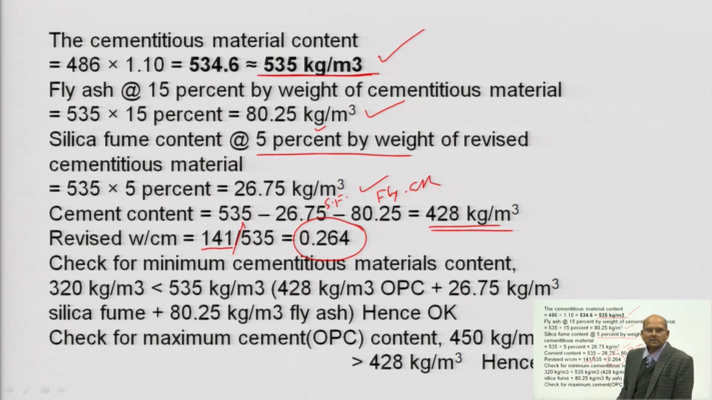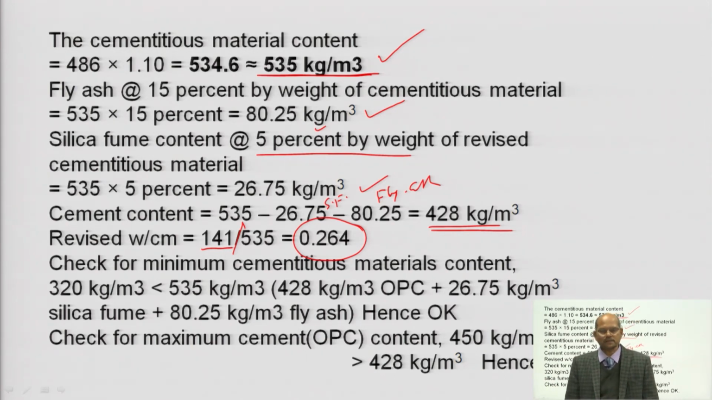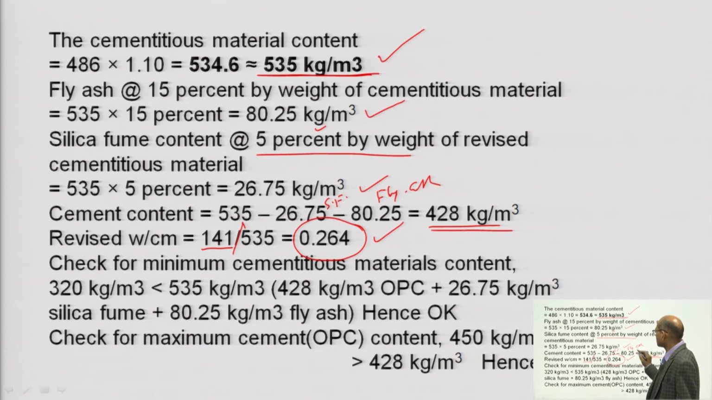If you go to IS 456, now we have to consider the durability requirement also. If you see Table number 5 of IS 456, for the severe conditions the water cement ratio is 0.45, and our requirement is 0.264 from a strength point of view. Therefore, from the durability point of view it is also okay.